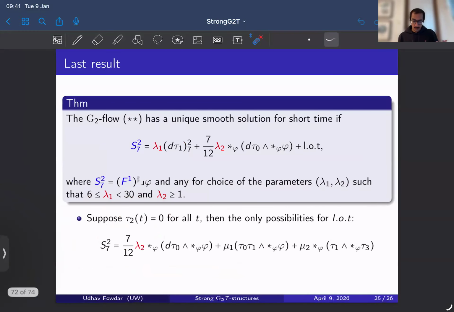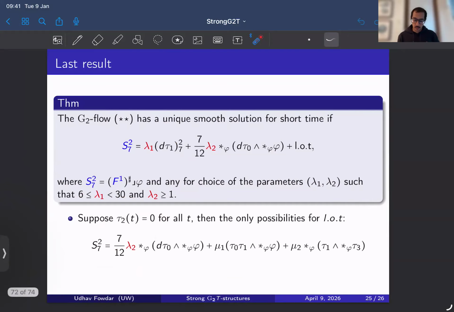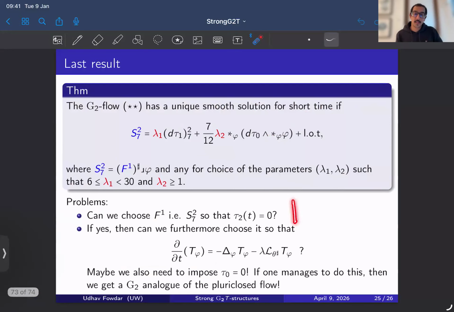So you have to impose that tau2 is zero somehow. But when you evolve the G2 structure, tau2 evolves as well, so you cannot quite control this. If you were able to control this, then you would be able to find a flow that would be a good analog of the pluriclosed flow. But we have not been able to do this.